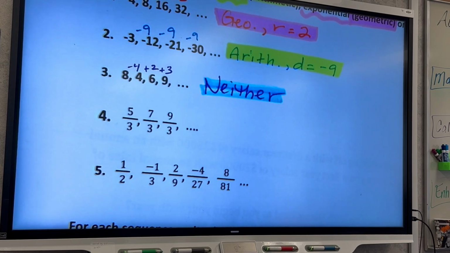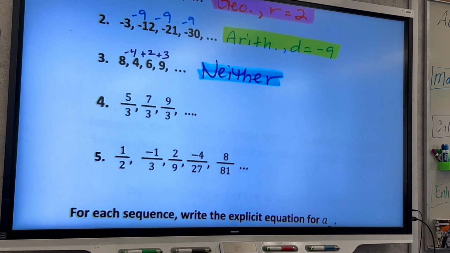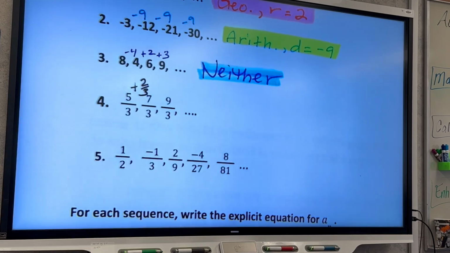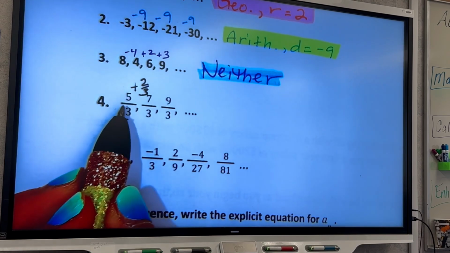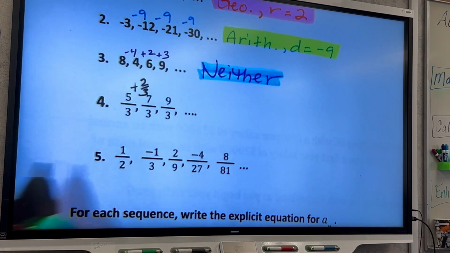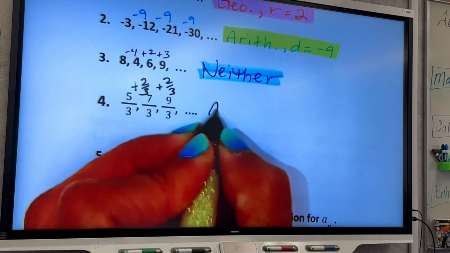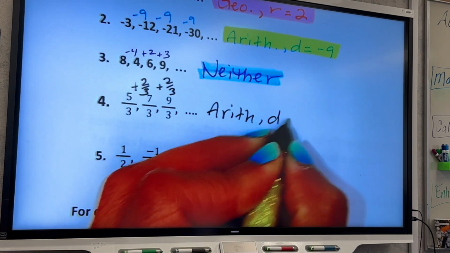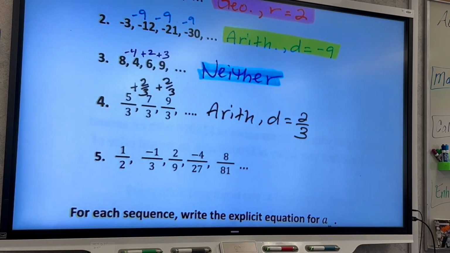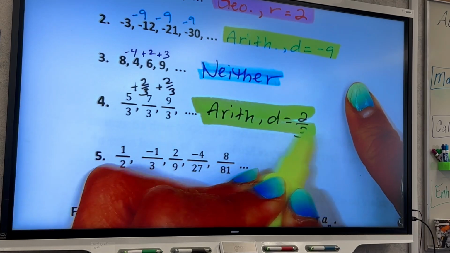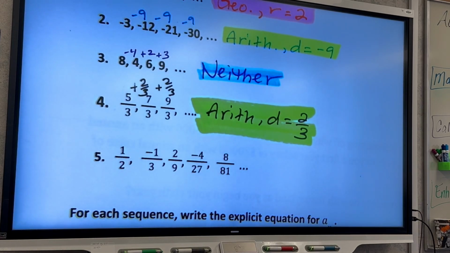All right, number 4, 5/3, 7/3, 9/3. What is it? Arithmetic, right. What are we adding? 2/3. Remember, when you're adding or subtracting fractions, you add or subtract the numerators, but you keep the denominators. 5 plus 2 is 7, so I know that 5/3 plus 2/3 is 7/3. 7/3 plus 2/3 is 9/3. It's working throughout. So this is arithmetic. We're adding the same number every time, and that number is 2/3. Sometimes it'll be a fraction. That's totally normal. It can happen.